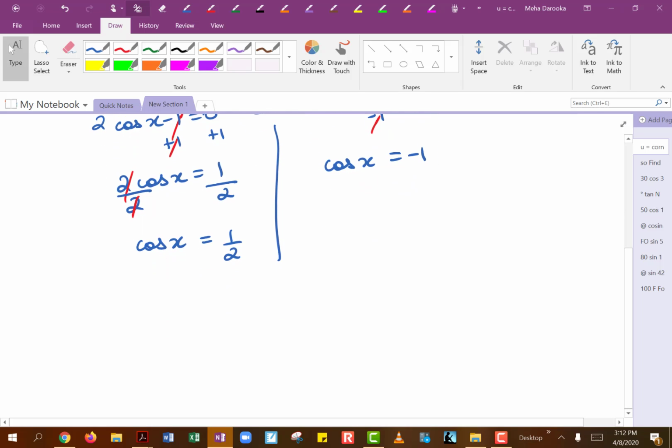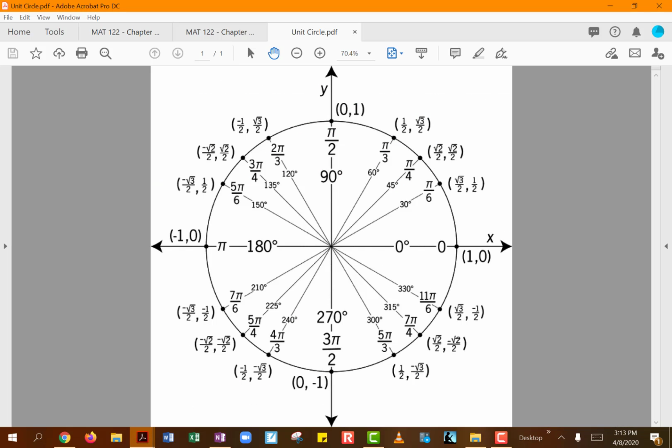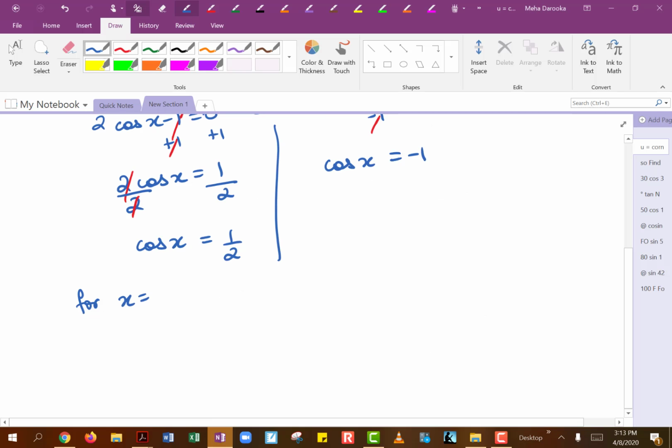So again, go back to your unit circle, and you can try and figure out where cosine of x is going to be 1/2. So cosine of x equals 1/2 is going to happen at right here, pi over 3. And of course those are positive 1/2, right? And looks like the only other position is going to be right here at 5 pi over 3. So pi over 3 and 5 pi over 3.